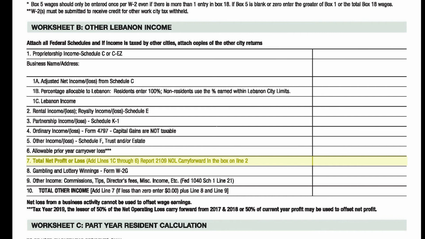If line 7 is negative, enter this amount in the box on line 2 of the front page of the tax return and continue to line 8. If line 7 is positive, do nothing yet, just continue to line 8.